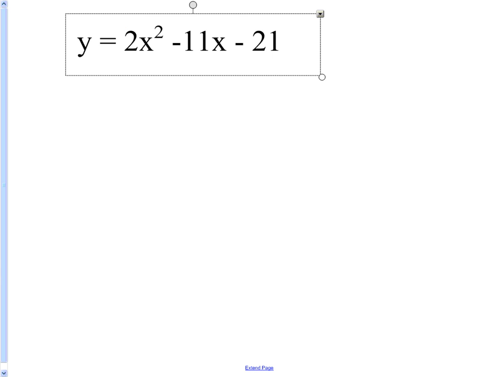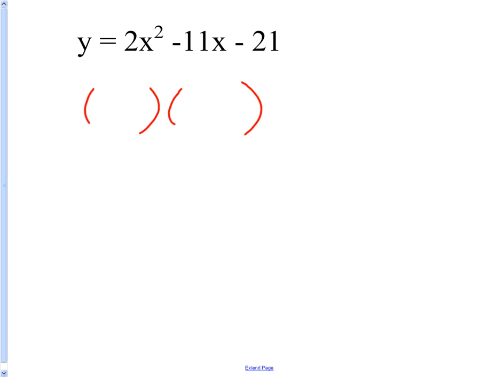Next one. This is a plain old-fashioned factor it out, do the grunt work. Everybody try this one, please. I'll pause while you do it. So the first thing you should do is look for a GCF. Is there anything that's buried in all of these terms? Nope. And therefore, we move on to, it must be 2x and what?